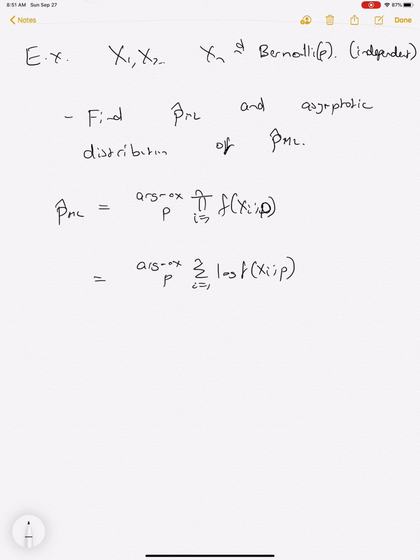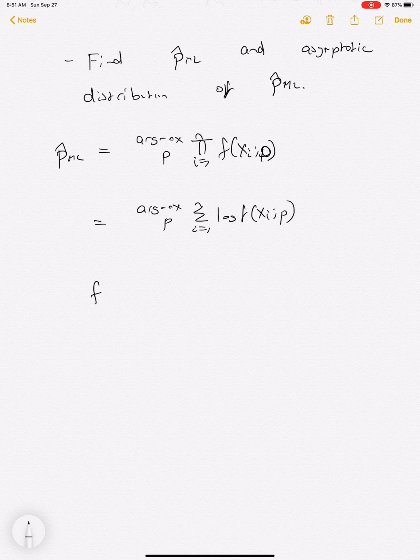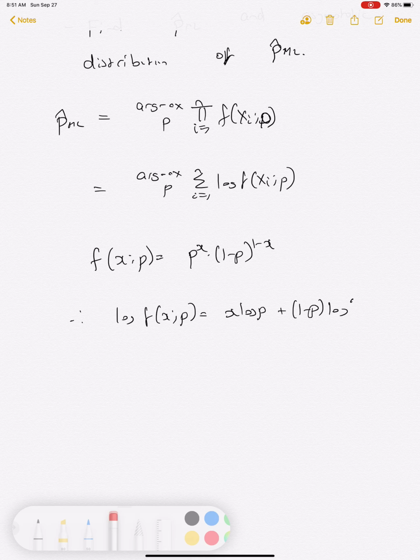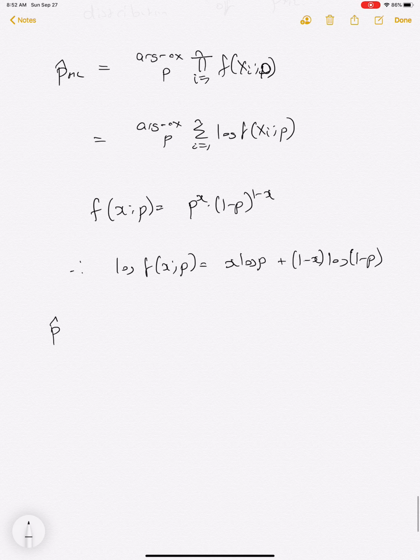Okay, and so once again here we're going to use this useful result that f(x; p) is just p to the x times (1 minus p) to the 1 minus x. So therefore log of f(x; p) is x log p plus (1 minus x) log of (1 minus p).